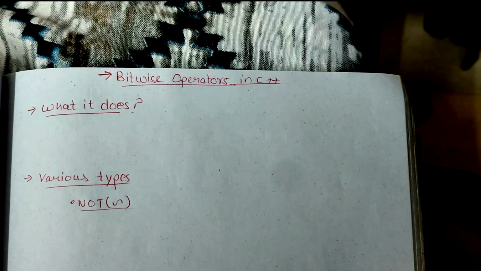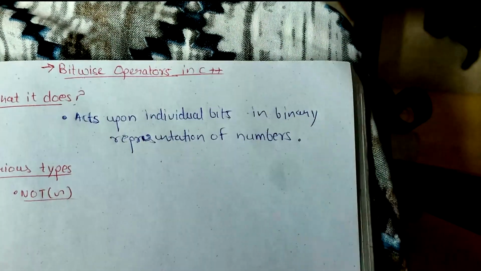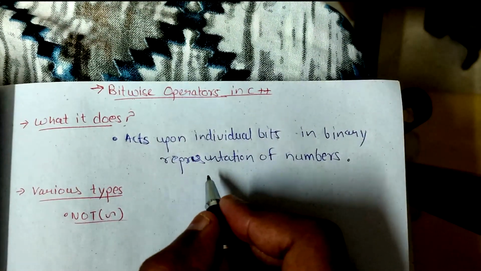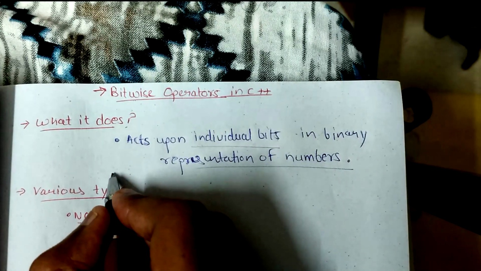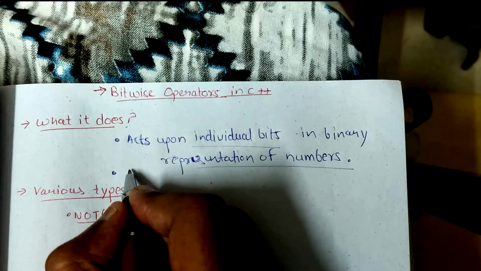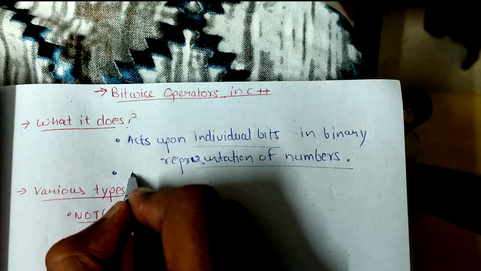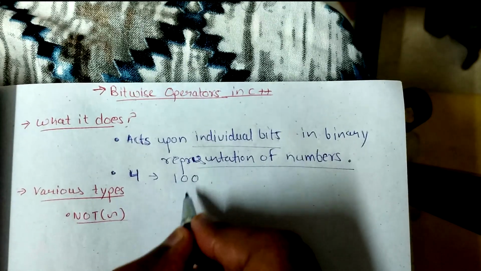In the binary representation of numbers, bitwise operators act upon individual bits. We will soon understand what this means. But for now, let's take a brief look at binary representations. So you know that any decimal number, for example, let's say 4, can be represented in binary like this.